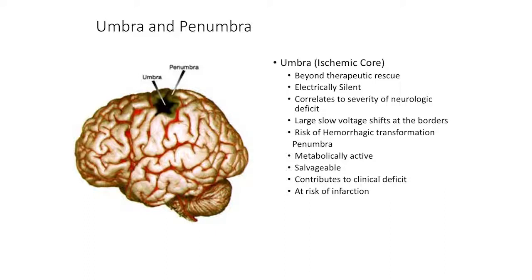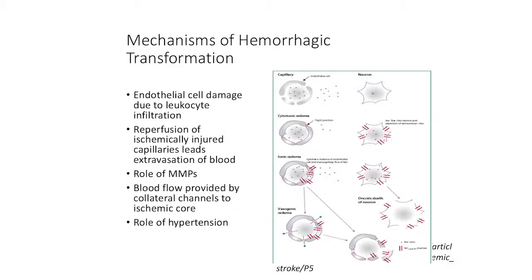So you've heard about hemorrhagic transformation, with patients with ischemic stroke converting into a hemorrhagic transformation. This is due to, number one, endothelial cell damage due to leukocyte infiltration, which causes the capillaries to be leaky and causes extravasation of blood. There's also the role of matrix metalloproteinases, and blood flow provided by collateral channels to the ischemic core also causes hemorrhagic transformation. There's also a role of hypertension, and that's why in patients with stroke we also try to control their pressure.